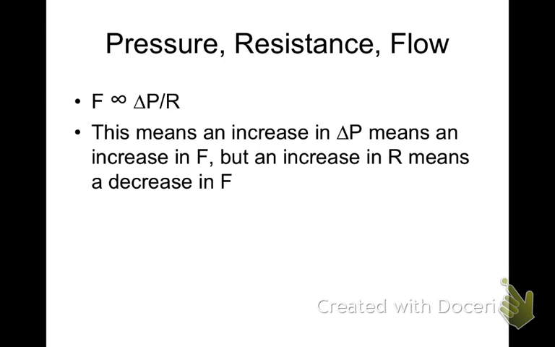So here's our sort of little formula. And that little sideways 8 means proportionate to. So flow is proportional to delta P over R, which means the higher the delta P, the higher the flow. They're directly proportional. The higher the resistance, the lower the flow. They are inversely proportional. So an increase in delta P increases flow, but an increase in resistance decreases flow.